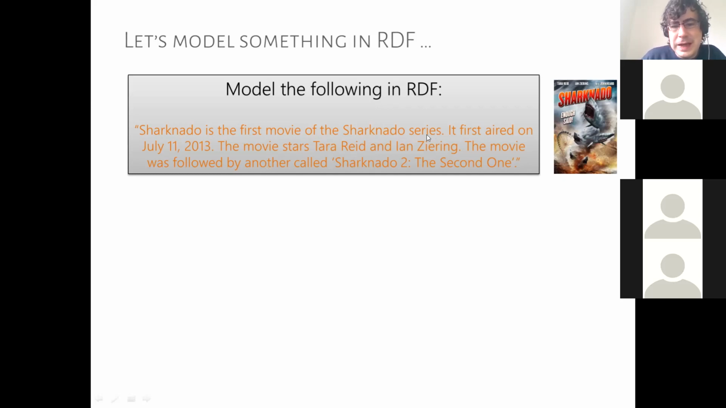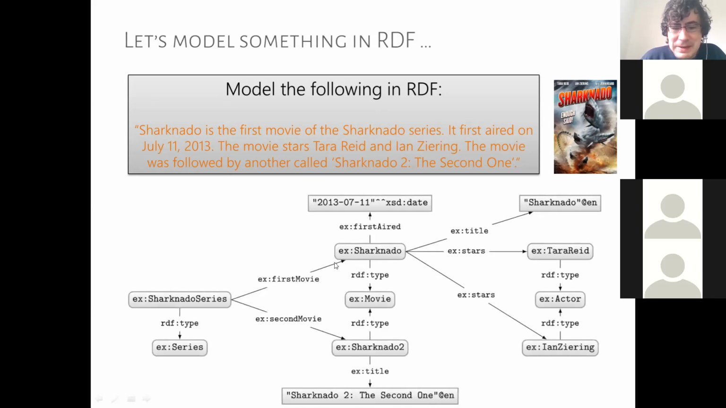So the first step would be to identify the different entities that will form the nodes in the graph, and the different types of relations. For example, stars seems to be a relation that we'll model as a property. Then the different data types. For example, here we have a date. We shouldn't assign that an IRI, but rather use the XSD date data type, and so forth. So in general, we can jump and see a possible answer here for this.